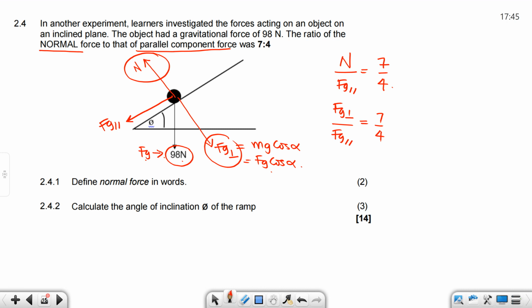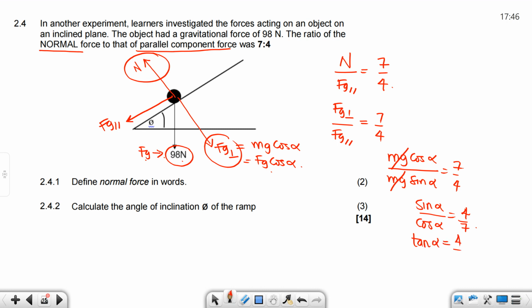Now, what is my FG perpendicular? mg cos alpha over mg sine alpha equals what? We don't even need all of those. What is cos over sine? 4 over 7. To make it easy, we can change it. Sine over cos equals 4 over 7. Tan alpha now is 4 over 7. What would that give us?